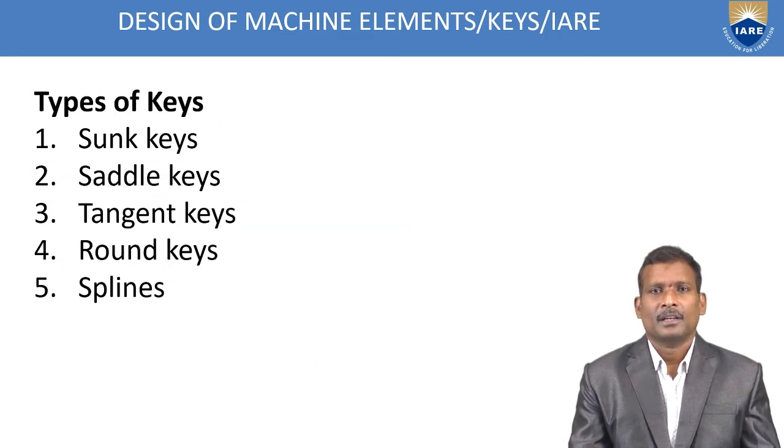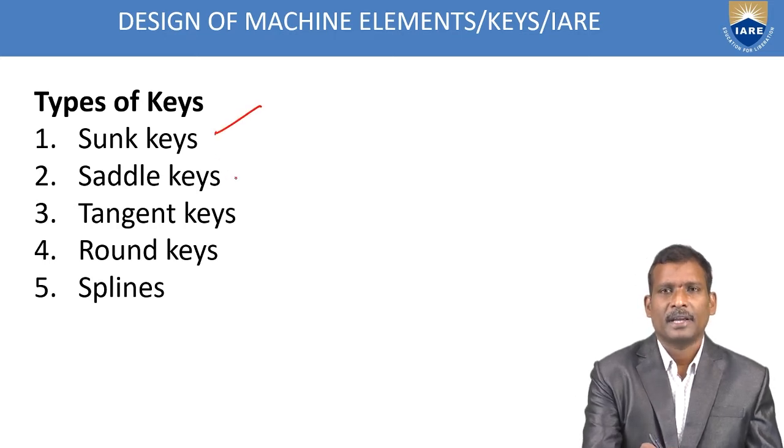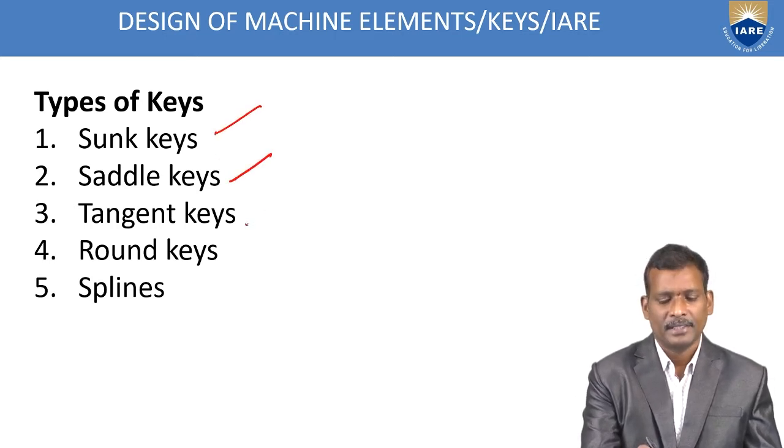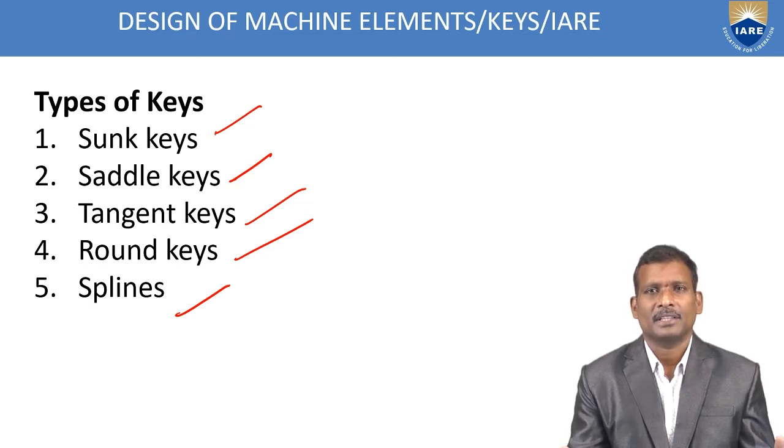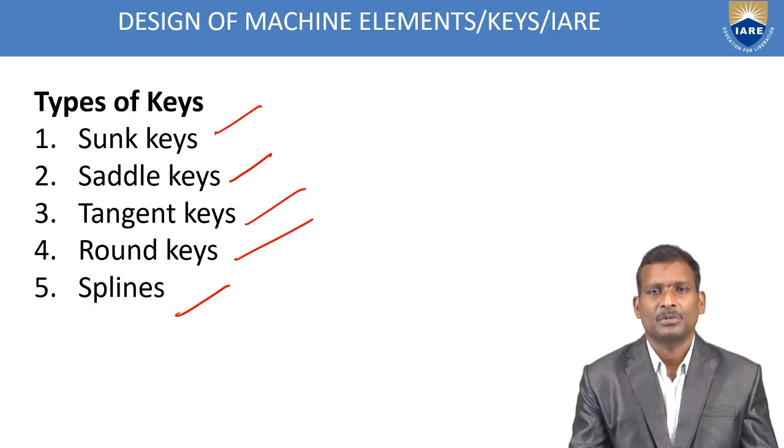The keys are classified into different types. One is shank key, another is saddle key, and then tangent keys, round keys, and splines. Again, these shank keys and saddle keys are classified into different types. What are the shank keys and what are the saddle keys? What is the difference between these two? We will see.